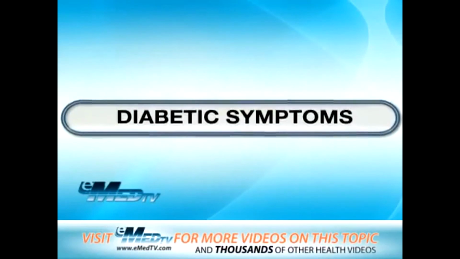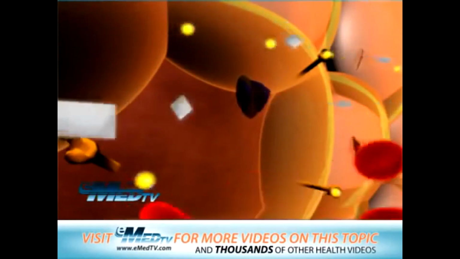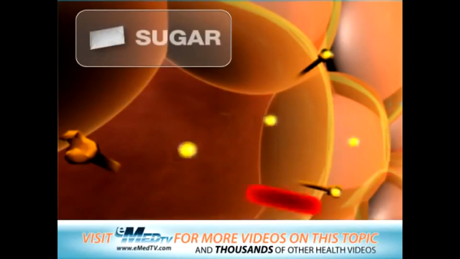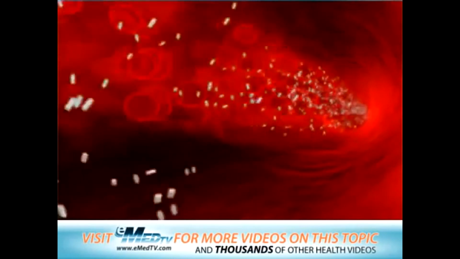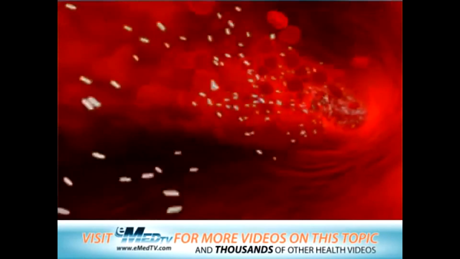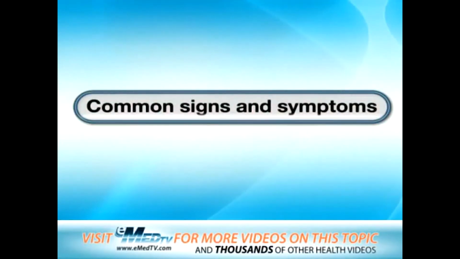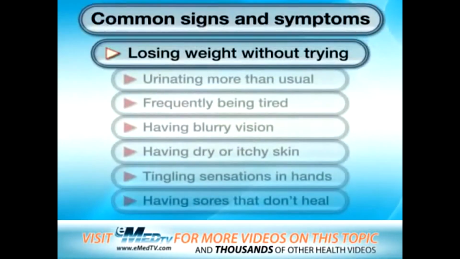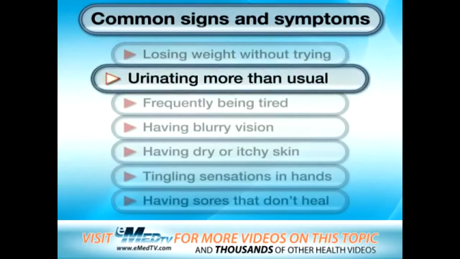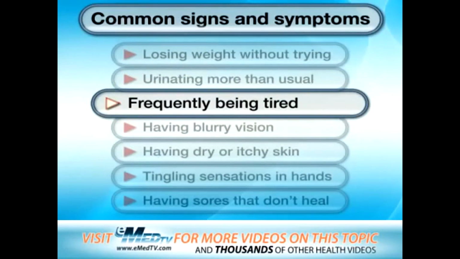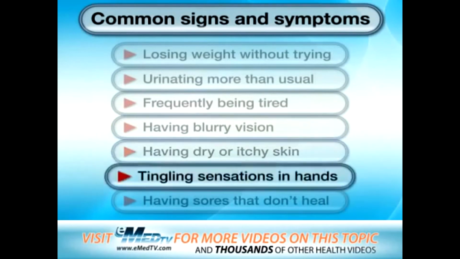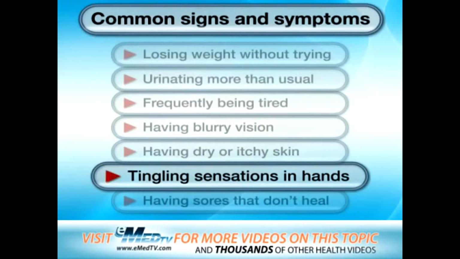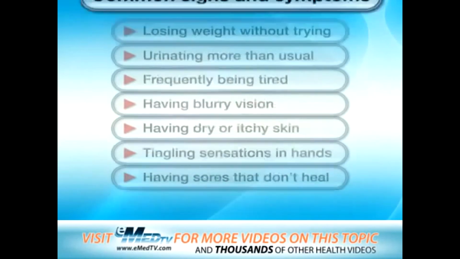When people have diabetes, the body's cells are locked, and the sugar that's in the blood can't enter the cells to give them energy. Since sugar can't get into the cells, it starts to build up in the bloodstream. High levels of blood sugar can lead to the common signs and symptoms of diabetes, including losing weight without trying, urinating more than usual, frequently being very thirsty, hungry, or tired, having blurry vision, having dry or itchy skin, tingling sensations in your hands or feet, and having sores that don't heal well.